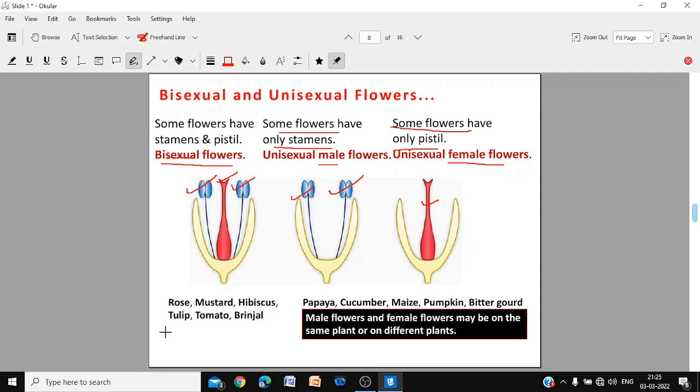So rose, mustard, tulip, hibiscus, these are bisexual. Papaya, cucumber, maize, pumpkin, these are unisexual. If the flowers are unisexual, then you have male and female flowers. Male and female flowers may be present on the same plant or on separate plants. One plant having only male flowers and another plant having only female flowers, that is also possible.